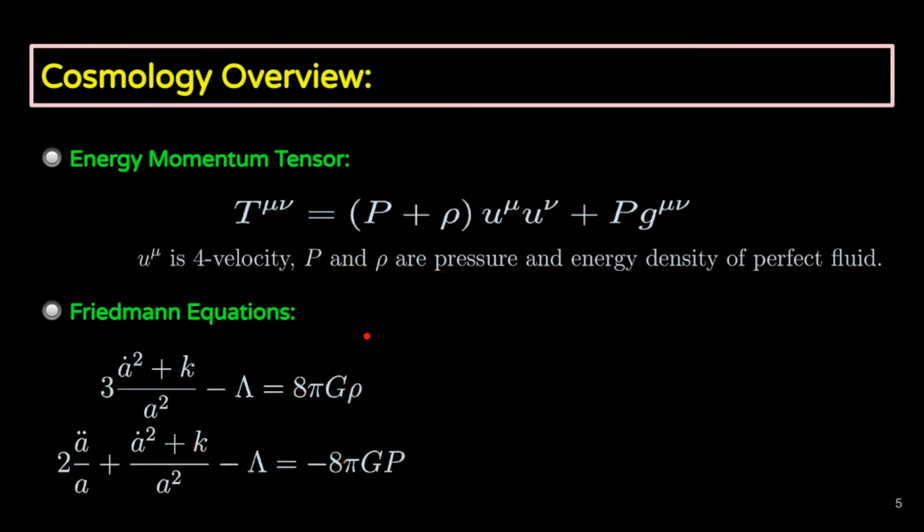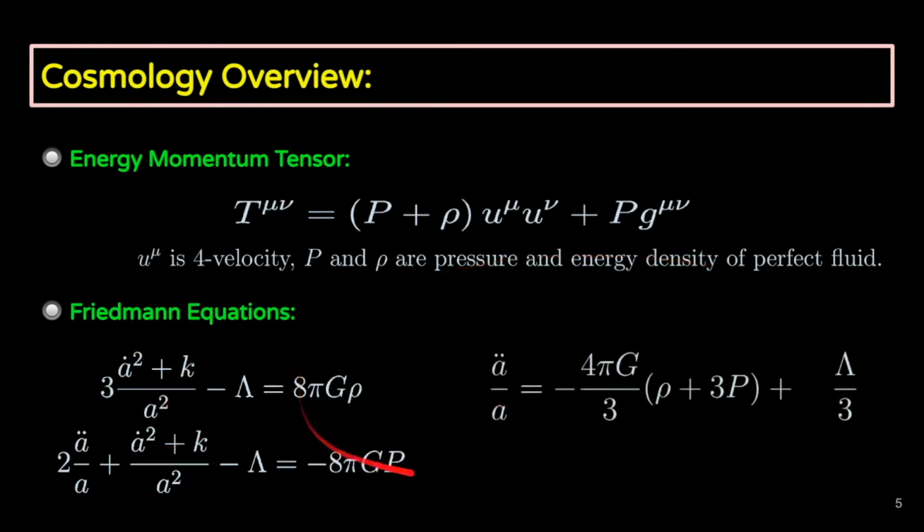The Friedmann equation describes the evolution of the scale factor with time. Here you can see a dot and a double dot, where a dot is the variation of the scale factor with time. If we combine these two Friedmann equations, we can write a single equation, which is given by this equation.